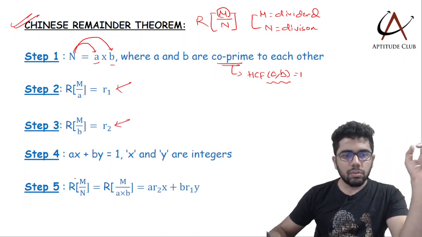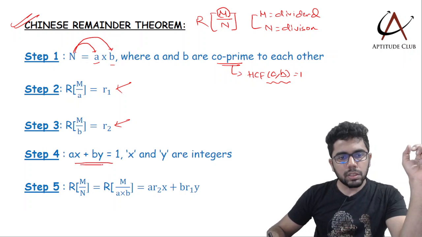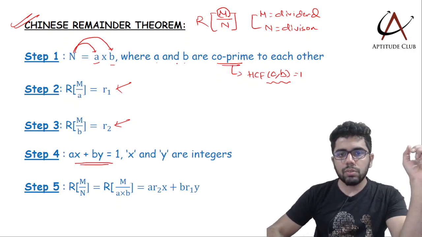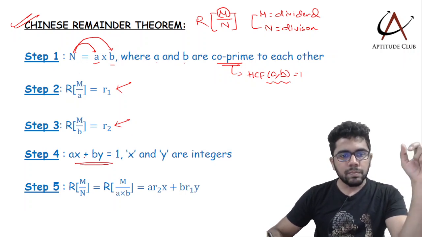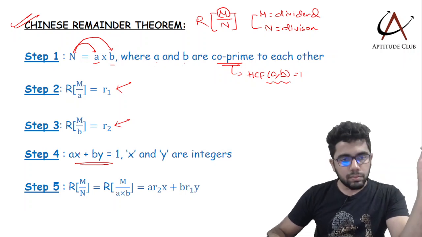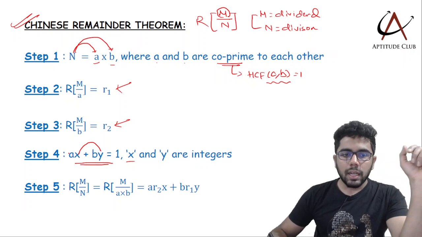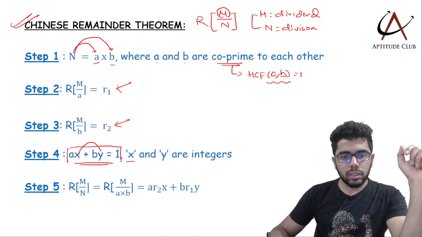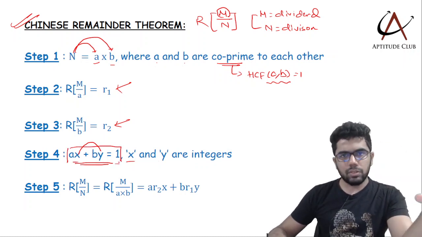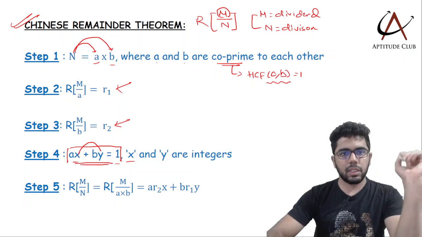Then you have to design an equation ax plus by is equal to 1. You already know the values of a and b. By breaking n, you'll have to figure out x and y. Here you have to figure out x and y such that they are integers and ax plus by is equal to 1. This condition should be met. I'll solve and explain how. Just look at the steps first.